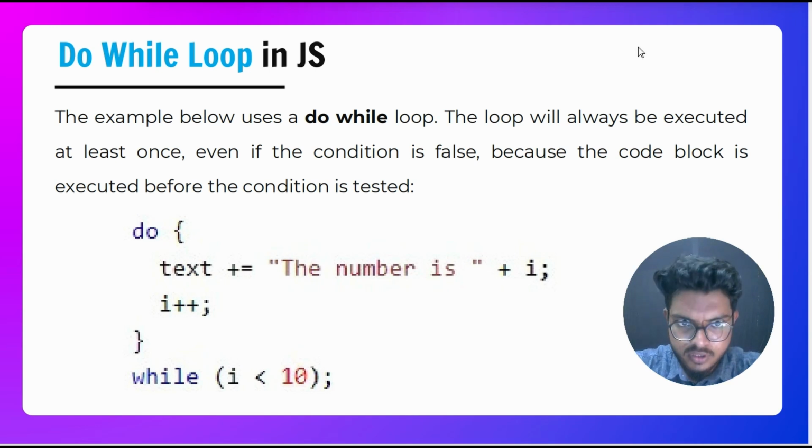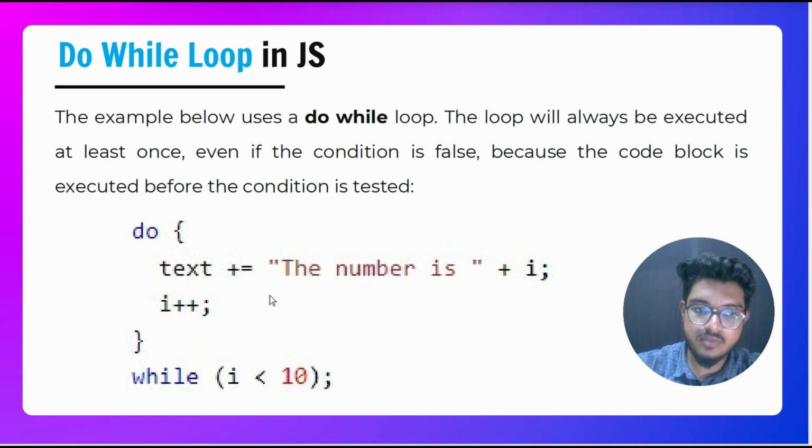The example below uses a do while loop. The loop will always be executed at least once. I have told you this already. First of all, this will get executed at least once. After this, the condition is checked. If the condition is true, it goes back again, until this condition is no longer true.